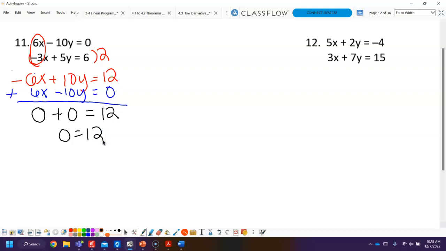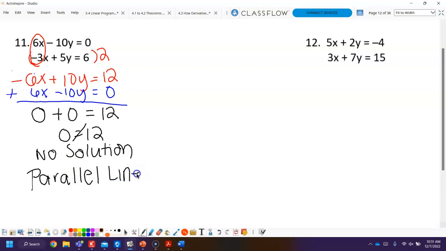Does 0 equal 12? No. So Joey, now what happens? No solution. So you get something that's false. If it's false, it can never be true, therefore no solution. When did we get no solution with graphing lines? Okay, so when 0 equals 0, what do those lines look like? Parallel. So these, if I were to graph them, are parallel lines.